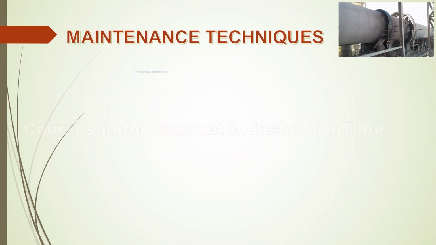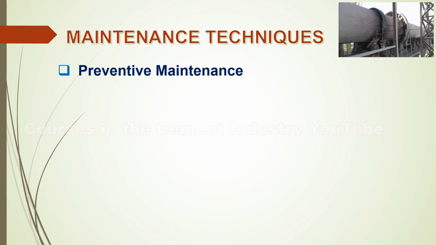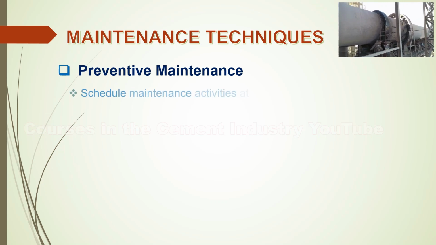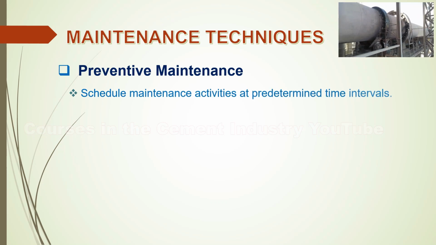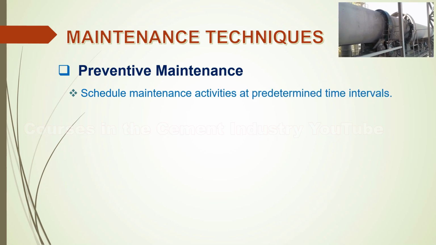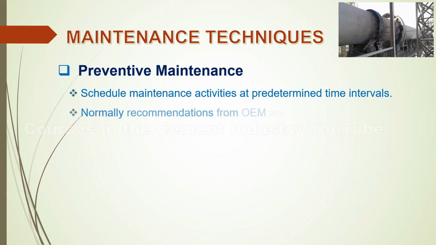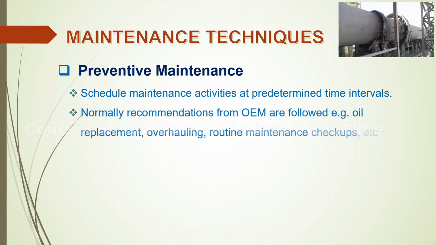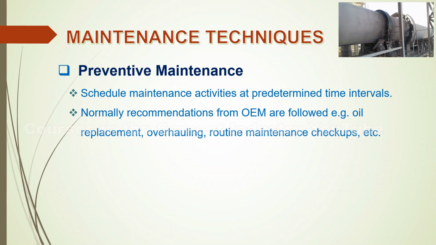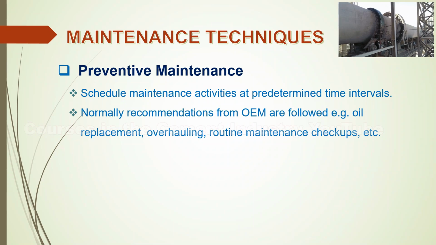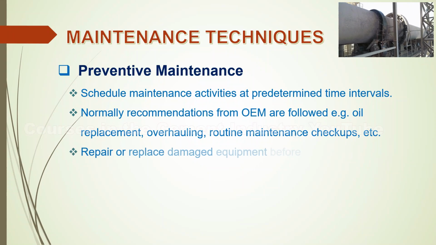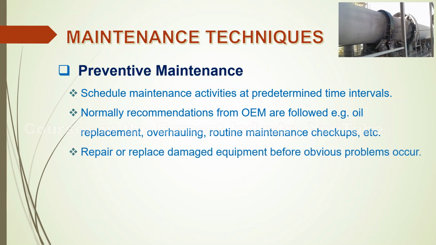B. Preventive maintenance, one of the most important characteristics. 1. Schedule maintenance activities at predetermined time intervals. 2. Normally recommendations from the OEM, original equipment manufacturer, are followed. Example: oil replacement, overhauling, routine maintenance checkups, etc. 3. Repair or replace damaged equipment before obvious problems occur.